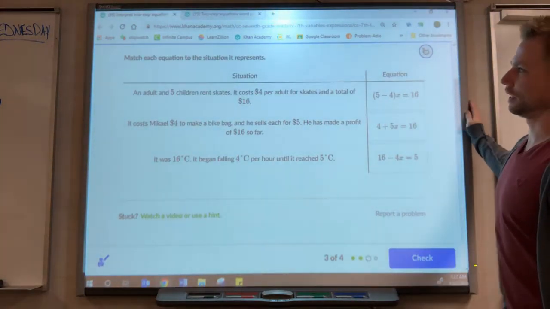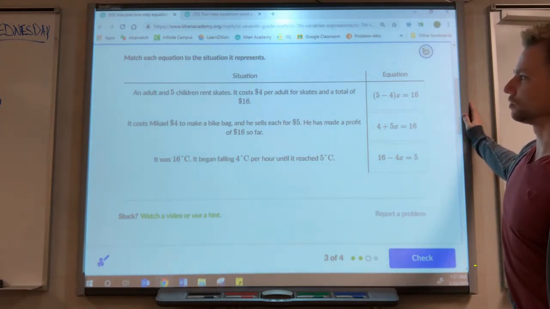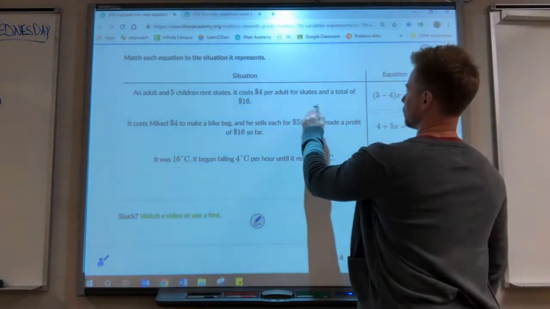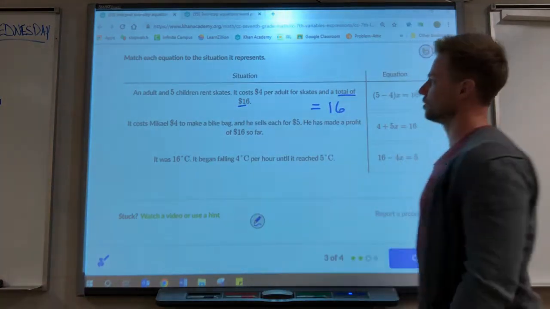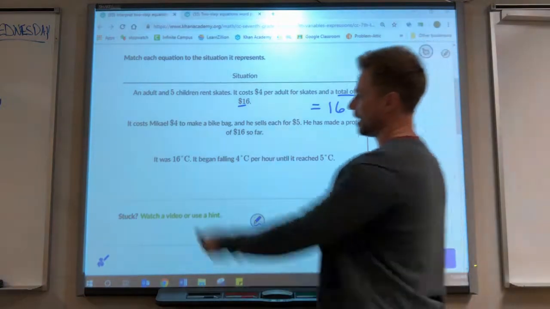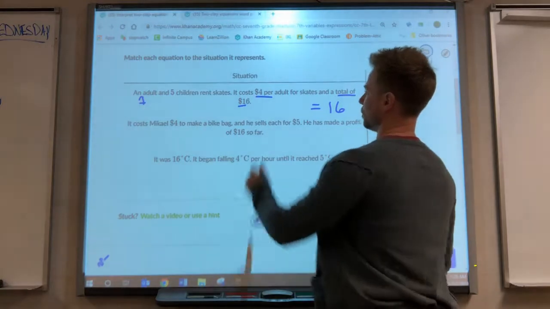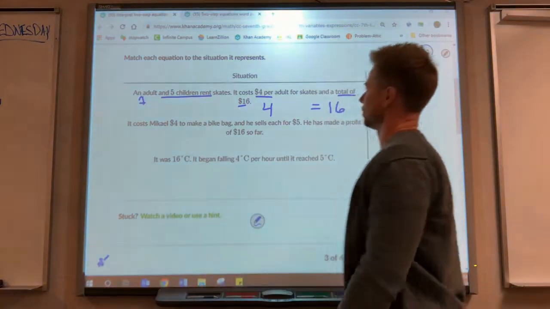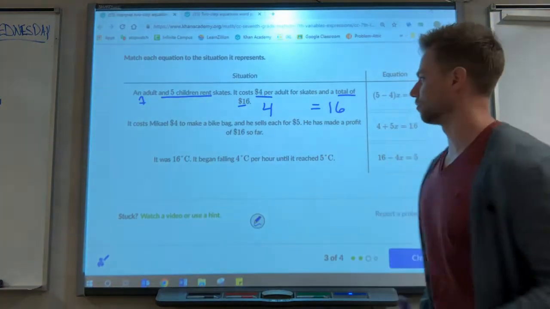All right, let's take a look at this one. It says match each equation to the situation it represents. An adult and 5 children rent skates. It costs $4 per adult for skates and a total of $16. Okay, so we have a total of 16. So that's what our equation is going to equal. We have an adult, so that would be one adult, and we know it costs $4 per adult. So that's going to be $4, and then 5 children rent skates. Well, they don't tell us what it costs for the children, so that would be an unknown. That would be a variable.